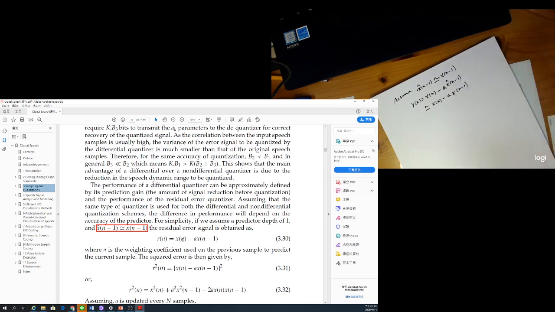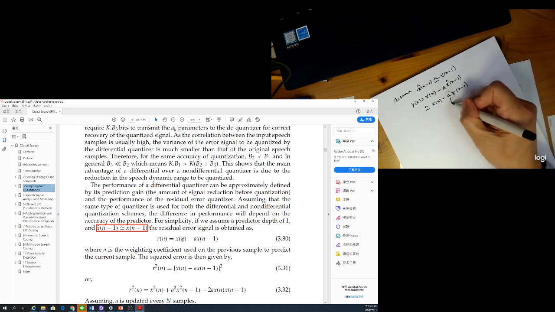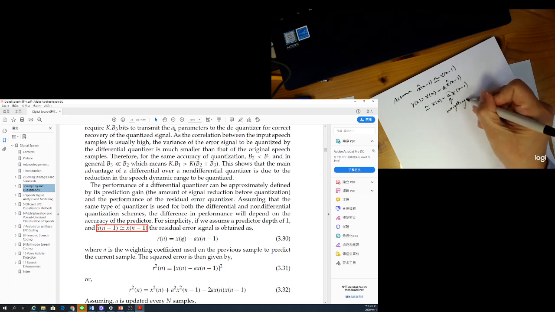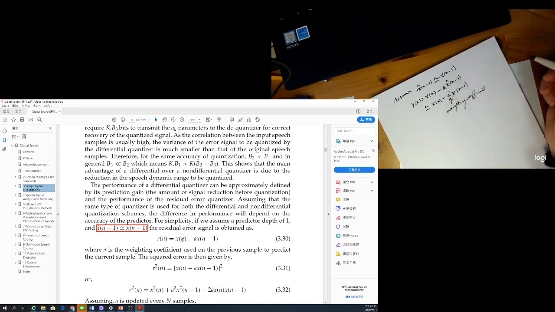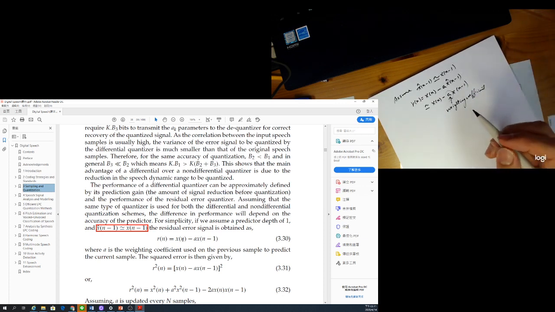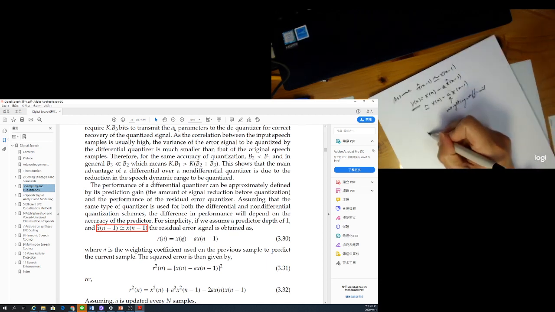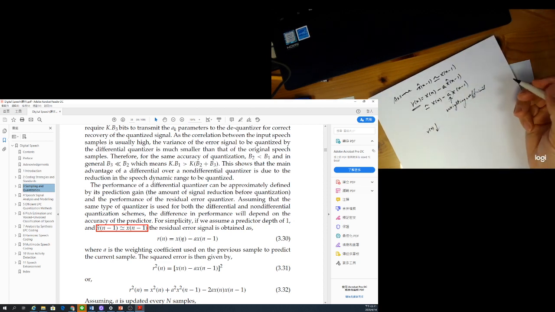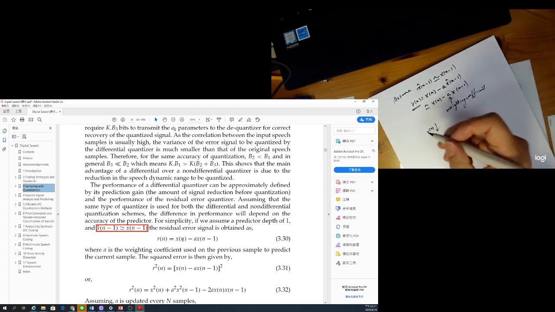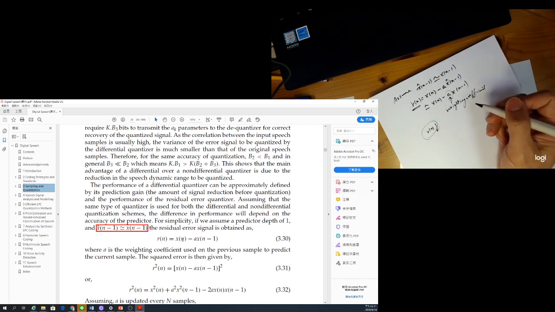Okay, so right now we try to find what A would be better. This A is called the weighting coefficient. So we try to know what the value of A should be. We define it so that we make a good prediction. We try to make R of n minimal, if possible.